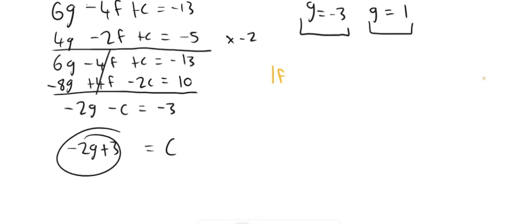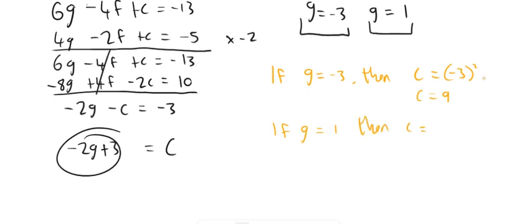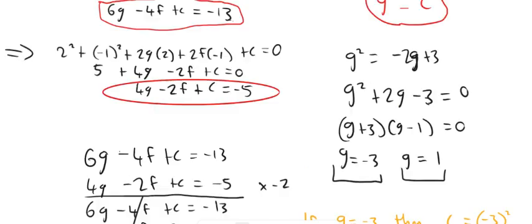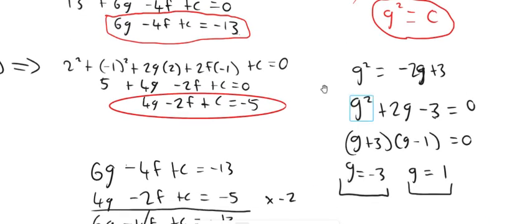So if g is equal to minus 3, then c is equal to minus 3 squared. So c is equal to 9. If g is equal to 1, then c is equal to 1 squared, which is equal to 1. So now I've got two values for g, two values for c. So I'm going to sub it back into one of the equations up here.